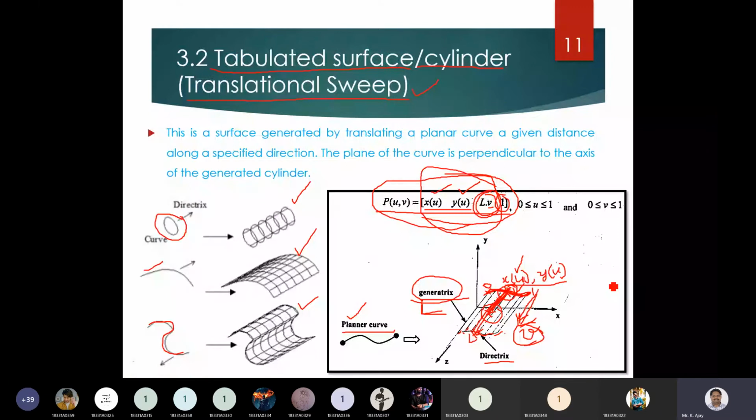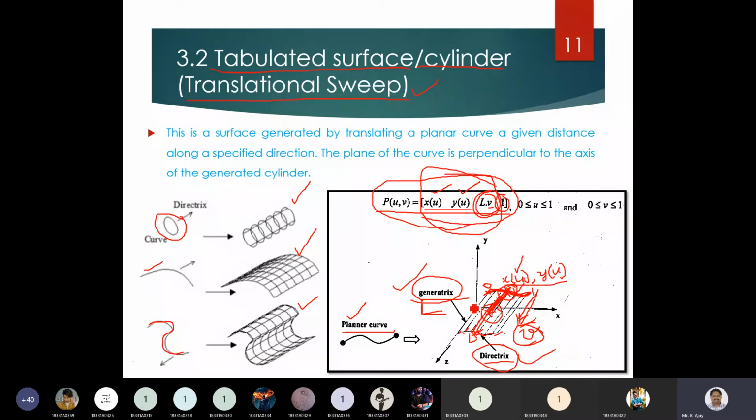And similarly, tabulated surface also we discussed, right? In case of a tabulated surface, you are going to use two curves. One curve you will sweep along another curve. Whichever curve you are trying to sweep, you call it a generatrix, and the direction in which I need to sweep, call it a directrix. Try to remember the meaning of the definitions of generatrix as well as directrix. The name itself is saying it: the directrix gives us the direction along which I need to sweep.